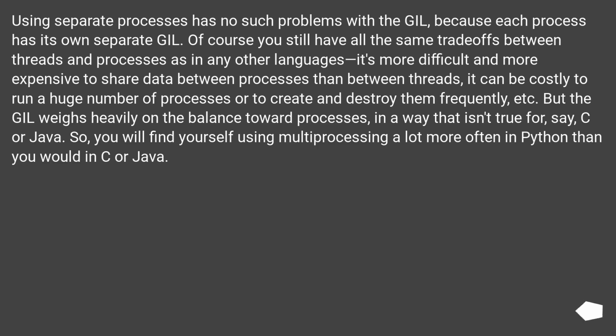Using separate processes has no such problems with the GIL, because each process has its own separate GIL. Of course, you still have all the same trade-offs between threads and processes as in any other languages. It's more difficult and more expensive to share data between processes than between threads. It can be costly to run a huge number of processes or to create and destroy them frequently, etc. But the GIL weighs heavily on the balance toward processes, in a way that isn't true for, say, C or Java. So, you will find yourself using multiprocessing a lot more often in Python than you would in C or Java.